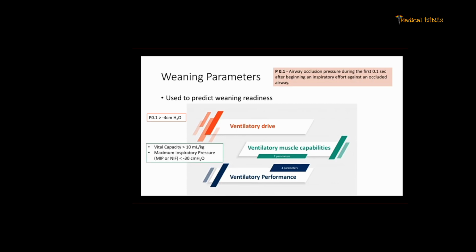Then ventilatory muscle capabilities: vital capacity more than 10 mL per kg, maximum inspiratory pressure, MIP or NIF, less than -30 centimeters of water. Ventilatory performance indicators: minute ventilation less than 10 liters per minute, maximum voluntary ventilation more than 3 times the minute ventilation, rapid shallow breathing index or RSBI less than 105, and respiratory rate less than 30 per minute.